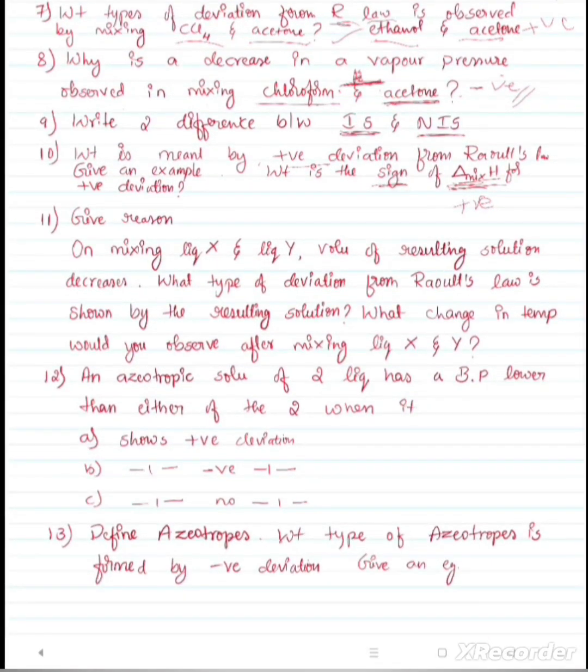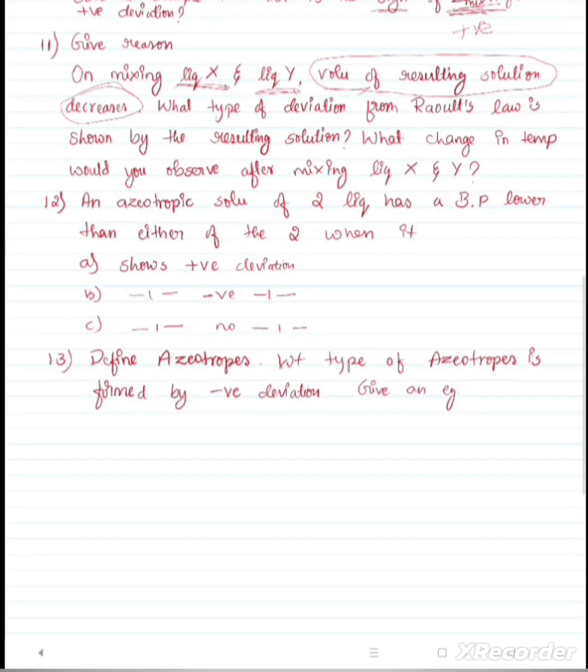Then the next question is, on mixing liquid X and liquid Y, the volume of the resulting solution decreases. They are taking liquid X and liquid Y. Both they are mixing. Then after mixing, the volume they are getting is less. Okay. What type of deviation from Raoult's law is shown by the resulting solution? Can you tell me what it will show?